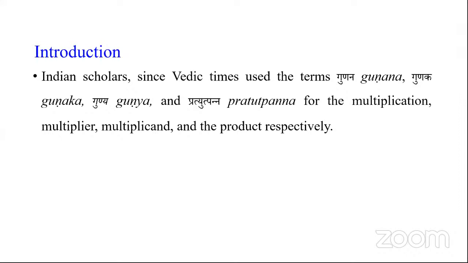Indian scholars since Vedic times use three terms like gunana, gunaka, gunya, and pratyutpanna respectively for multiplication. Gunana means multiplication, gunaka means multiplier, gunya means multiplicand, and pratyutpanna means what is obtained as a product of that operation. That's why the word pratyutpanna is used. This is a very technical word in Sanskrit, which is used for what is available after the multiplication.